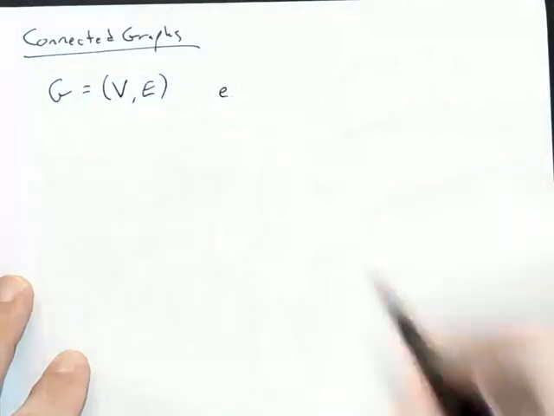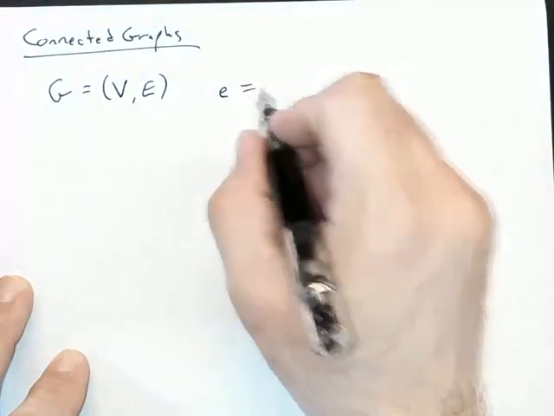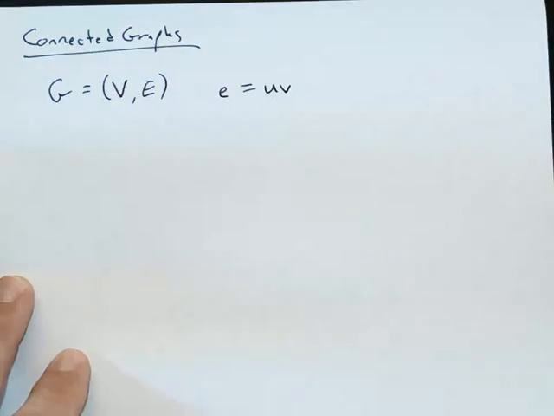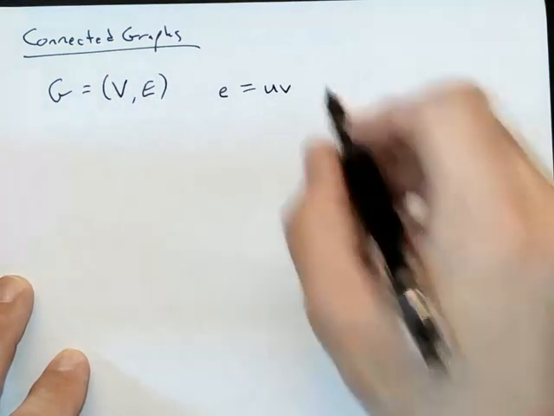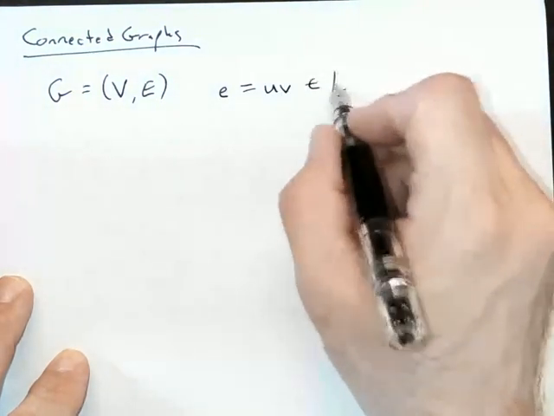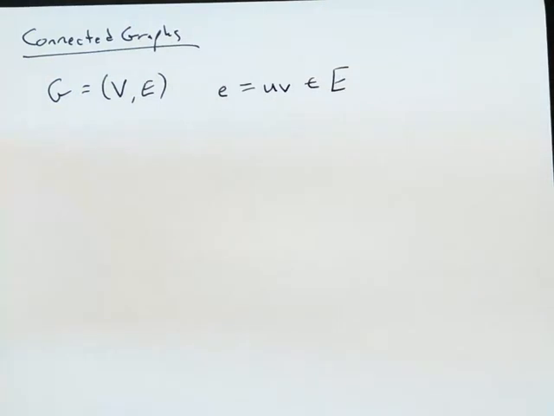Let's take an edge, denote it by the two vertices, and rather than actually put set brackets or ordered pair or anything like that, I'm just going to write the two letters next to each other. So this is the edge E. It connects U and V.